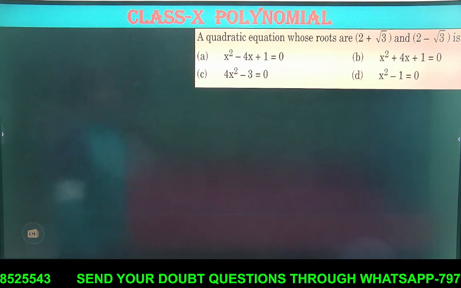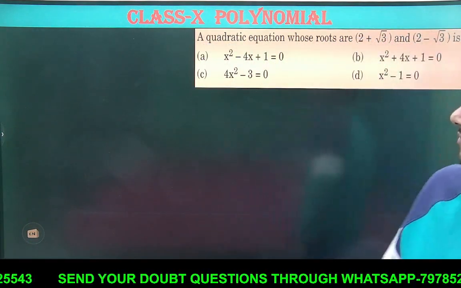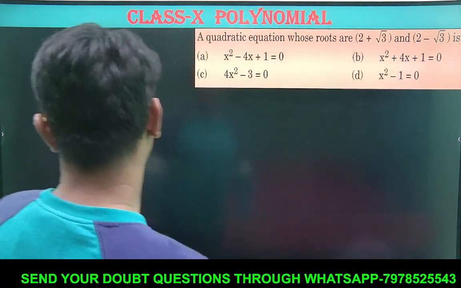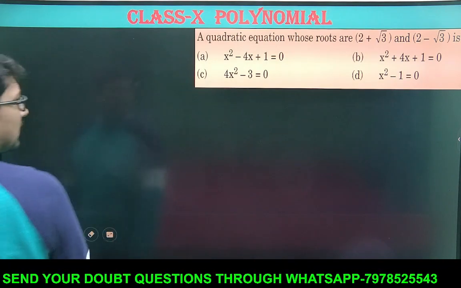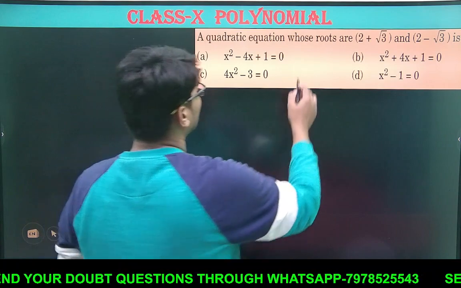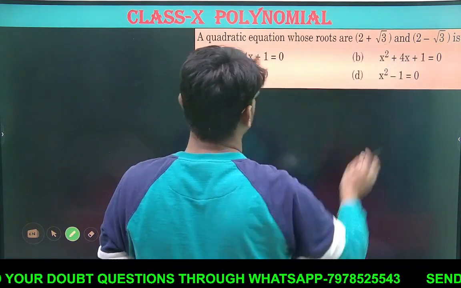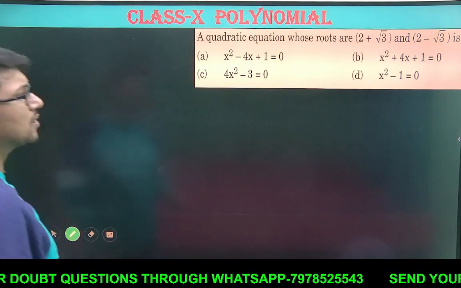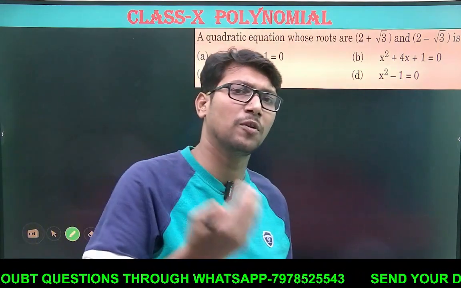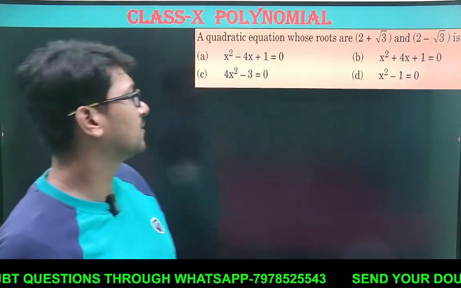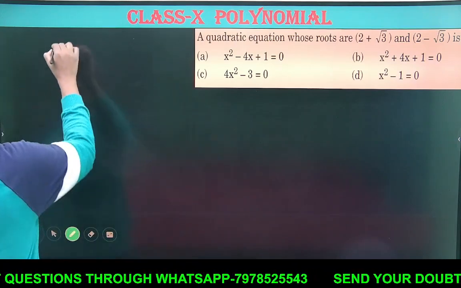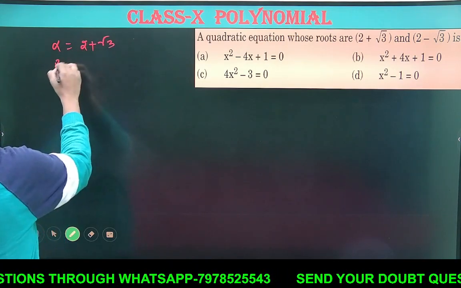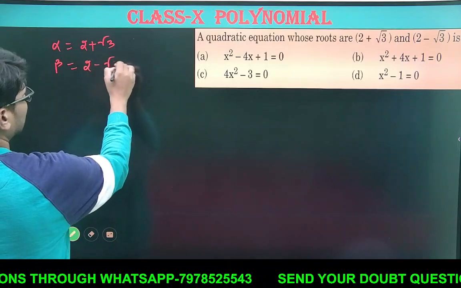I hope you have solved this question. Let us check the answer, whether you have done it correctly or not. Let us come to the question. The question is saying: a quadratic equation whose roots are 2 plus root 3 and 2 minus root 3. A quadratic polynomial equated with 0 is a quadratic equation, right? Here the roots are given, so we assume alpha is equal to 2 plus root 3 and beta is 2 minus root 3, right?